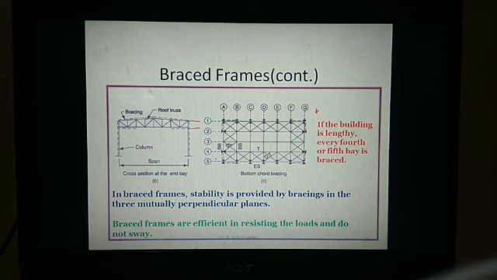What do you mean by bay? Bay is nothing but the distance between two truss members. So here the bracing was done, and you can see the fifth bay is braced. Okay, so it's all based on the length of the building. So if the length of the building is long, definitely it is supposed to be braced.